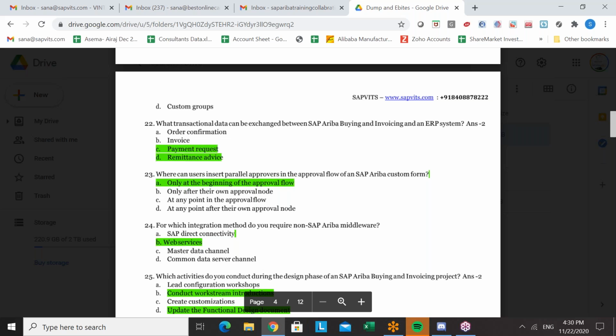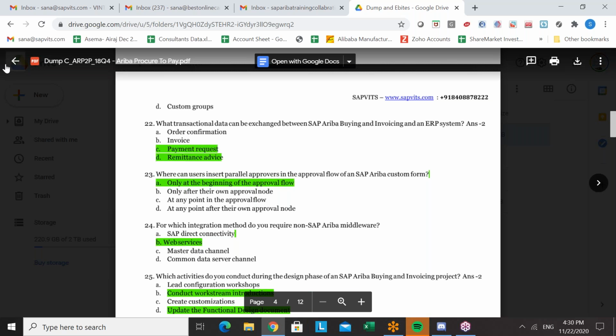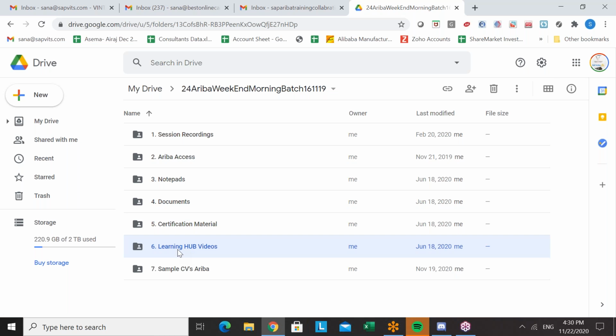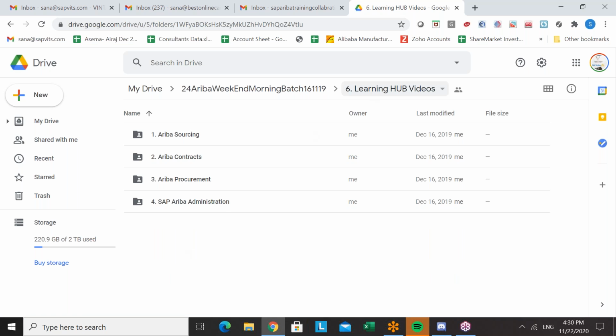Exactly. Now, Sana, can you go back to the main folder? Yeah. And the last one, you will see, guys, the Learning Hub videos over there. We have a diverse background of participants participating in our session. Some of them are already working in Ariba, some have basic knowledge of Ariba, and some have no knowledge of Ariba. So if somebody has no knowledge of Ariba at all, how to scale up? These are the Learning Hub videos present over there.